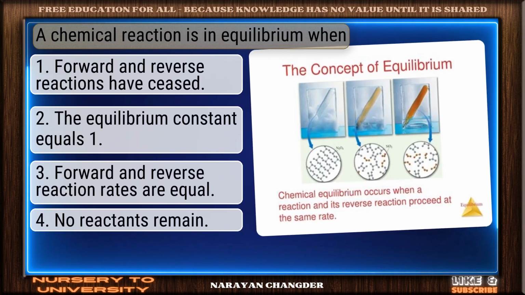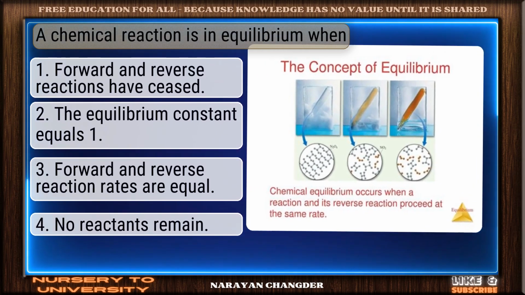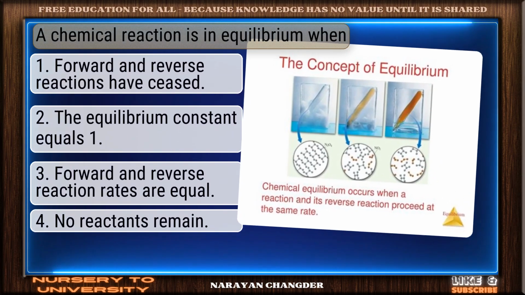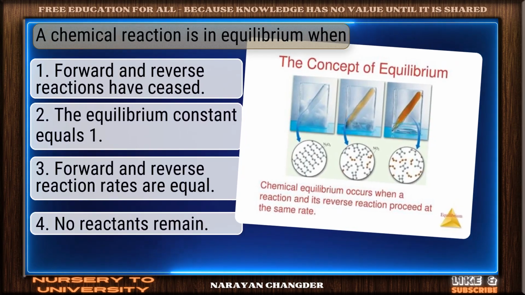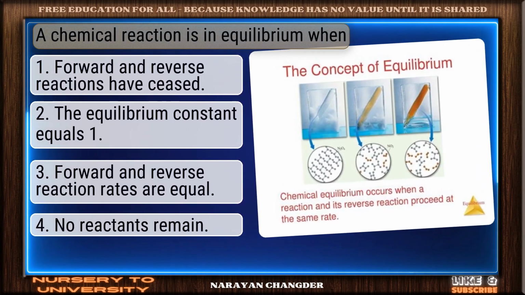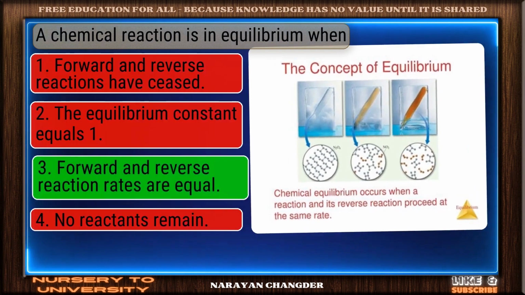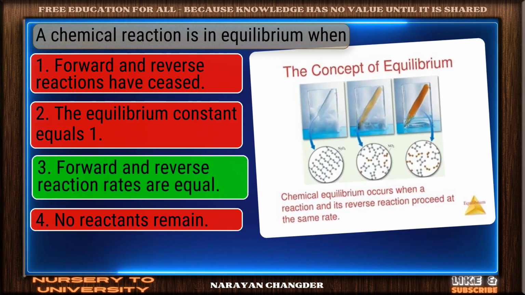A chemical reaction is in equilibrium when Option 1. Forward and reverse reactions have ceased. Option 2. The equilibrium constant equals 1. Option 3. Forward and reverse reaction rates are equal. Option 4. No reactants remain. Right choice. Forward and reverse reaction rates are equal.